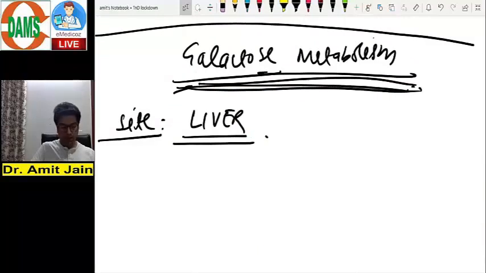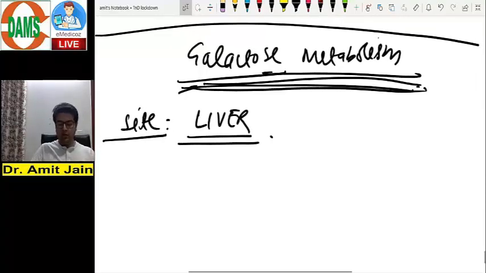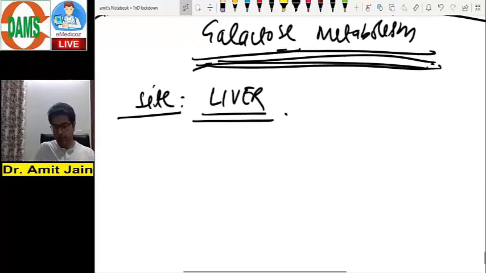So now let's start with the galactose metabolism. So there is a very important metabolism. Galactose and fructose actually should be studied together ideally, because they are almost similar in various ways, at least biochemically.